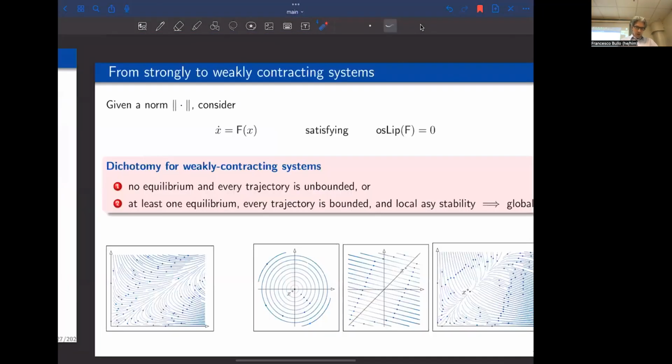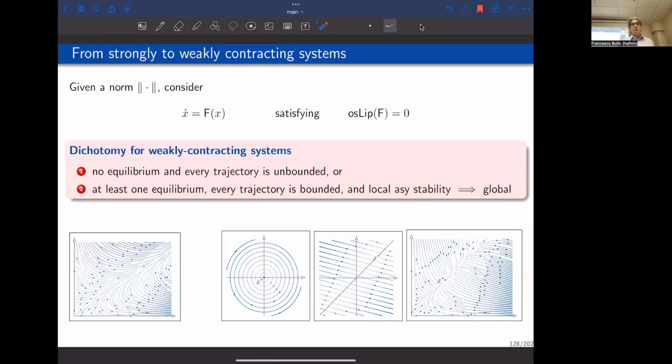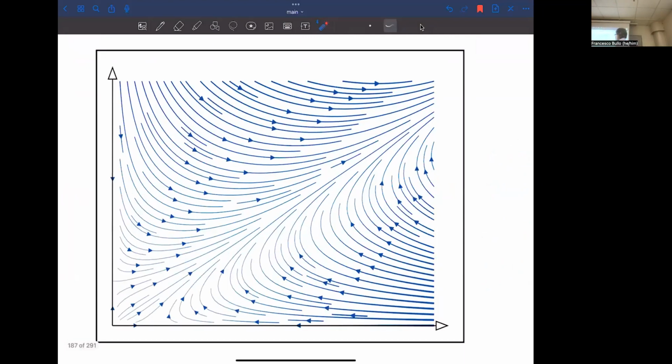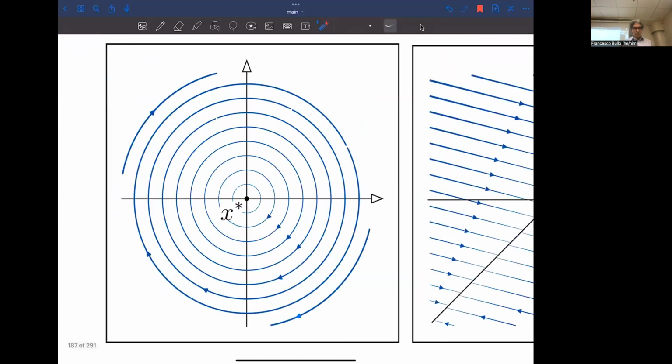So here are 4 pictures of systems that are weakly contracting. You cannot see them, so sorry about that. Let me make this big. The first one on the left is a solution like this. This is a weakly contracting system. All solutions go to infinity. So it's not contracting. So it could be that solutions go to infinity. Or it could be that solutions oscillate.